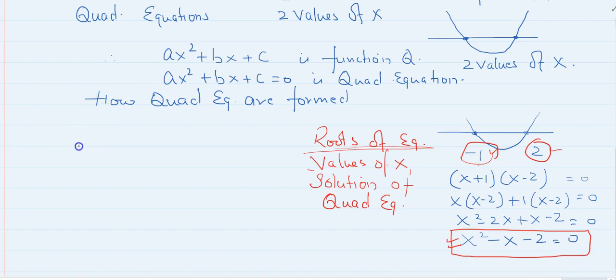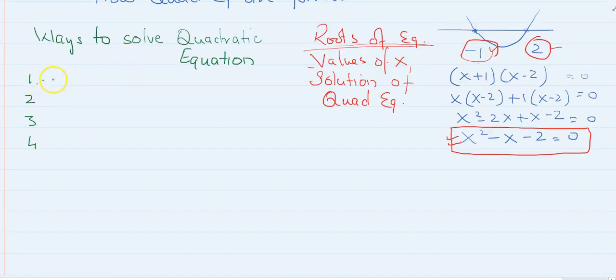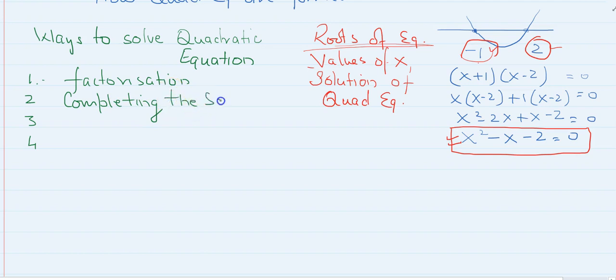There are four ways to solve a quadratic equation. The first method to solve the quadratic equation is by factorization. Second method is completing the square. Third method is using formula. And the fourth method is graphical method.